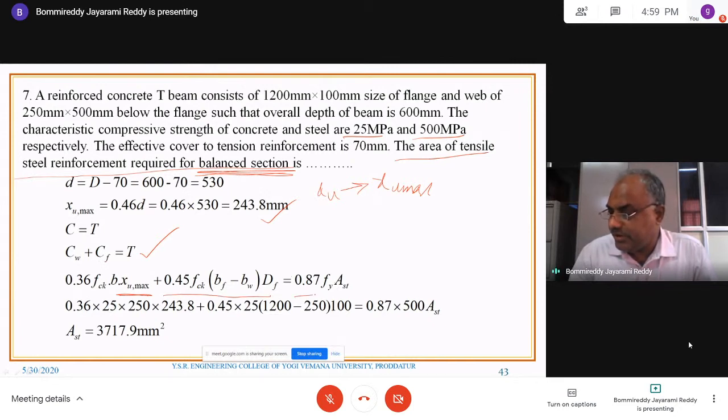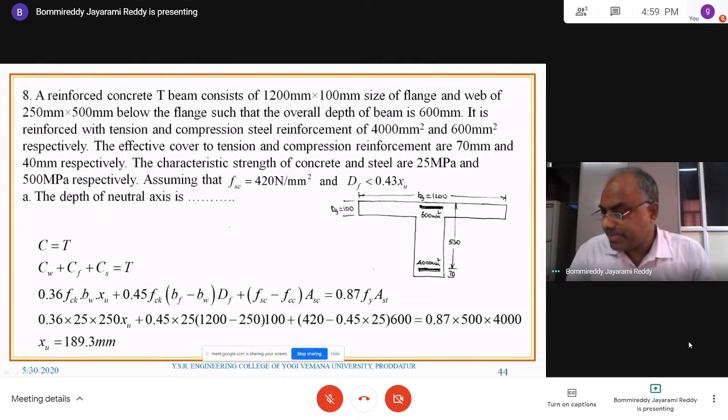And T, everything is known except the area of the steel reinforcement. Sometimes the question is very simple for computing the area of steel reinforcement for the balanced section. Like that, small questions will be there. One more: this is a question on a doubly reinforced section. So the question may appear to be big. Here finally I'll tell you the entire question.